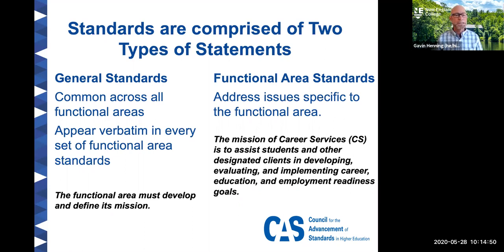These are things that CAS believes every functional area should do. And there's an example at the bottom of the slide. The functional area must develop and define its mission. So it doesn't matter what the functional area does, that's a key piece of it. And then also there are functional area standards, which are specific to a functional area. So in this example, it's about career services and what that mission of career services should focus on. So in each of those 12 sections, there are these general standards, which we also call boilerplate, which are the same for all functional areas. And then there are more that are specific to that functional area.